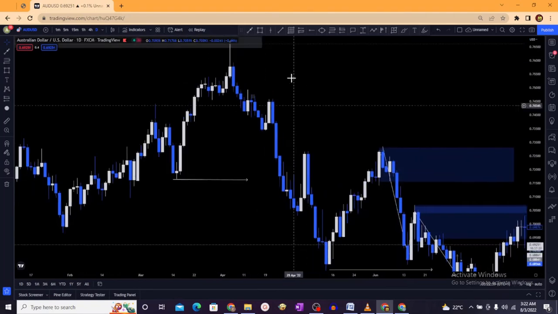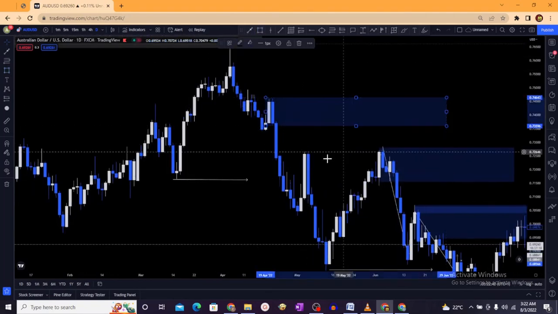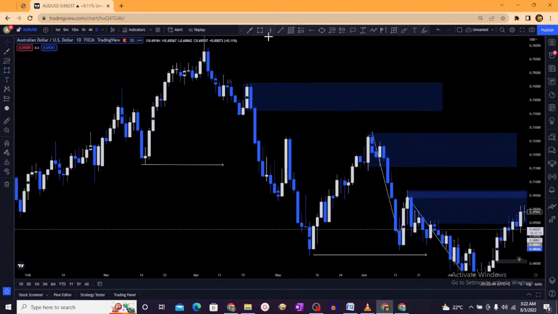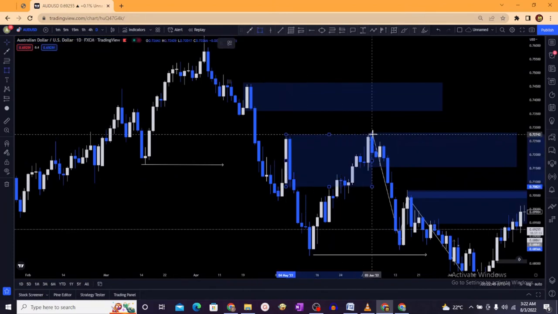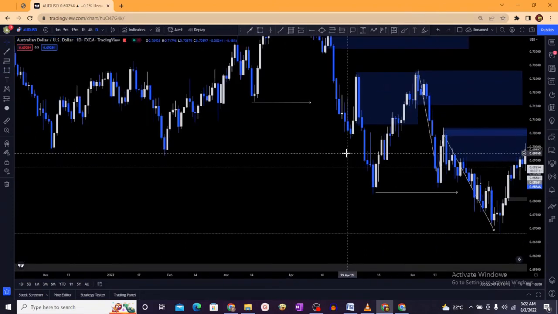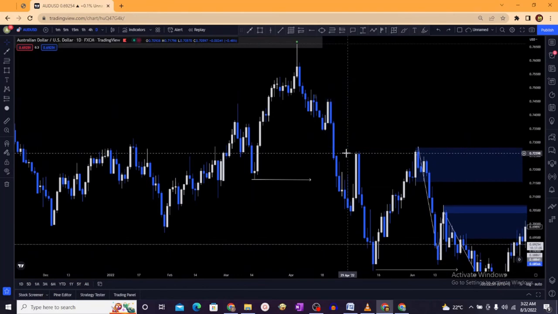You want to be looking for trades you can hold to make a new low. So you can see supply zones, supply zones, supply zones. This was also a supply zone here. You could have caught a trade from it. Alright, so that's how you identify your zones.